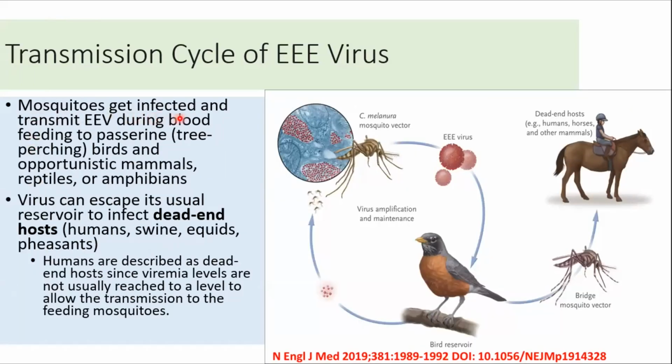So mosquitoes get infected and they transmit this virus during blood feeding to the birds and other opportunistic mammals and reptiles and amphibians. Virus can sometimes escape the usual reservoir to infect dead-end hosts like humans and swine. Humans are basically described as the dead-end host because the viremia levels are not usually high enough to allow the transmission to the feeding mosquitoes.